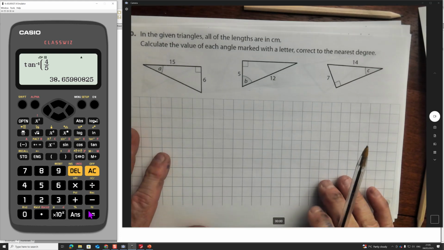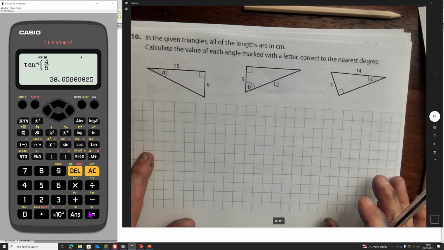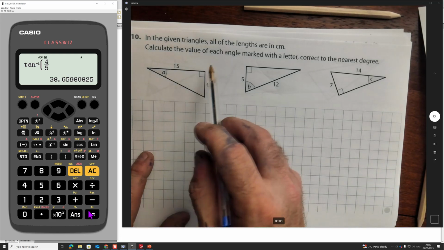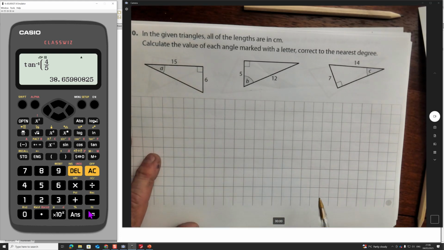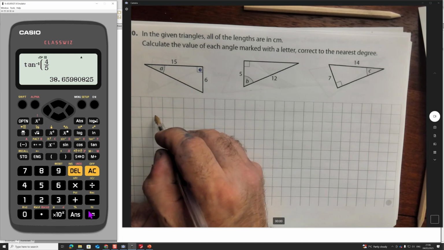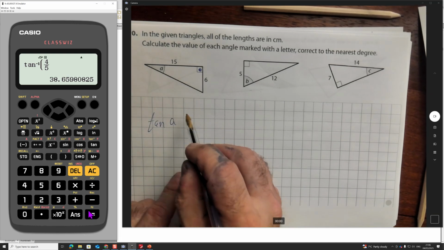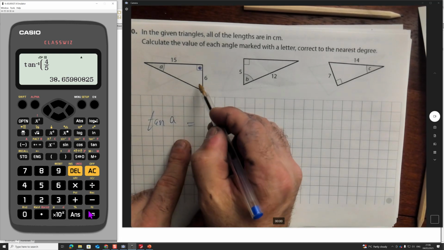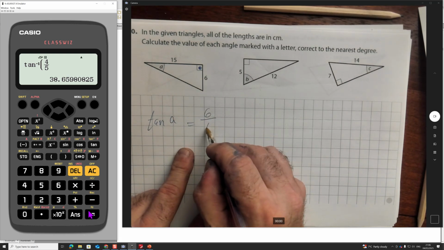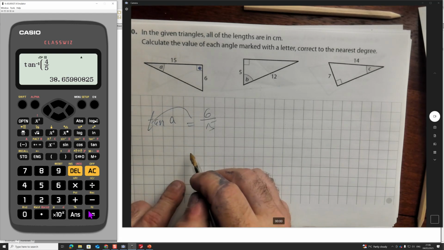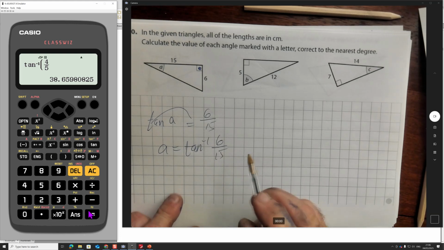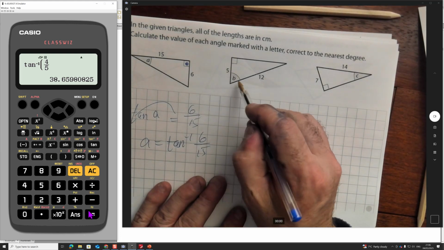What have we? 2 more questions to go. 10. In the given triangle, all of the lengths are in centimeters. Calculate the value of each angle. Very easy. They meet here. It's tan A. Now this is one where I wouldn't be skipping this. They meet here. It's tan A equals 6/15. Bring your tan in there. I meant to leave a space. Inverse tan 6/15. I won't make the same mistake next time.